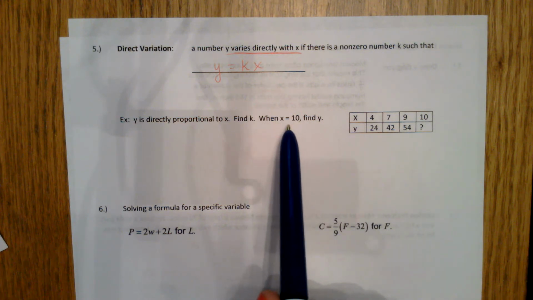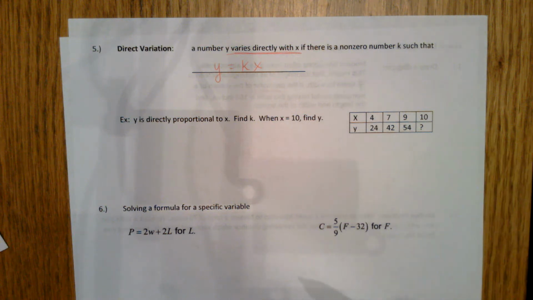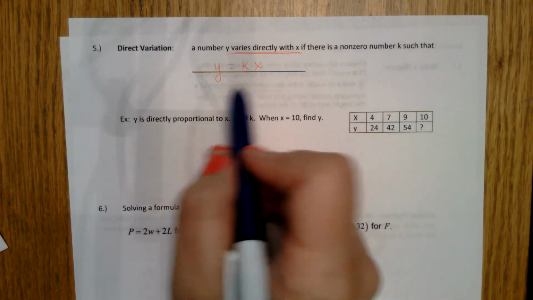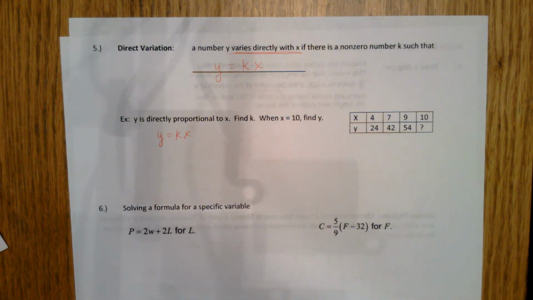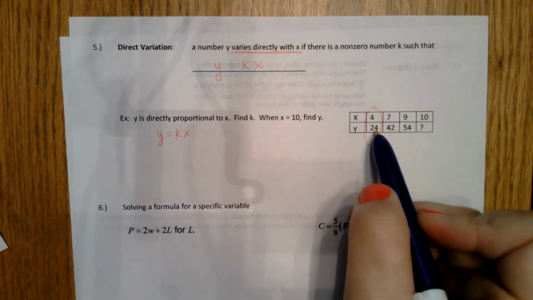When x equals 10, we're going to find y. So first thing we've got to do is find k. So we write our direct variation, y equals kx. And you can pick any point you want right now. I'm going to pick this first point. When x is 4, y is 24.